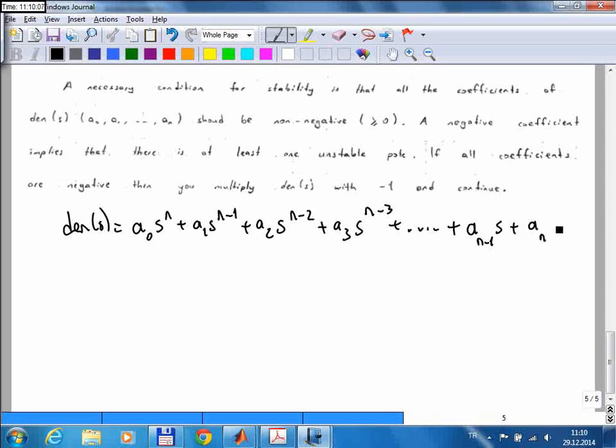So if this is your characteristic polynomial, then all these coefficients should be non-negative. Each Ai coefficient should be greater than or equal to 0. Even if there is one negative coefficient, you can immediately say that your system has at least one unstable pole without doing the array.